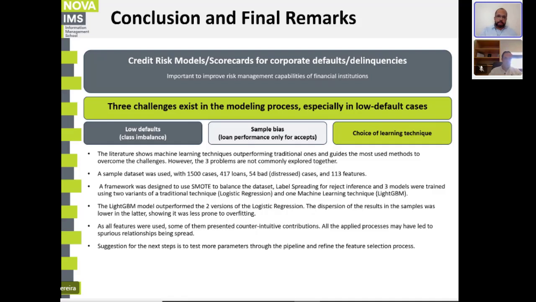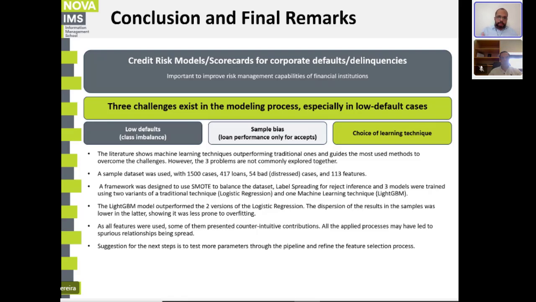Thinking about these three problems, the literature shows that machine learning techniques outperform. So when they can be used, it would be good to use them. However, of 86 articles, the three problems at once were explored in only one article. So it is interesting to join all the pieces together.